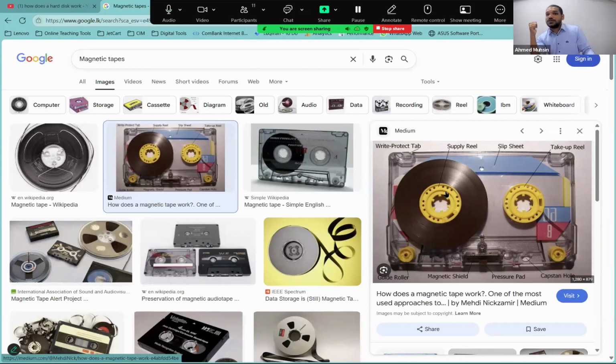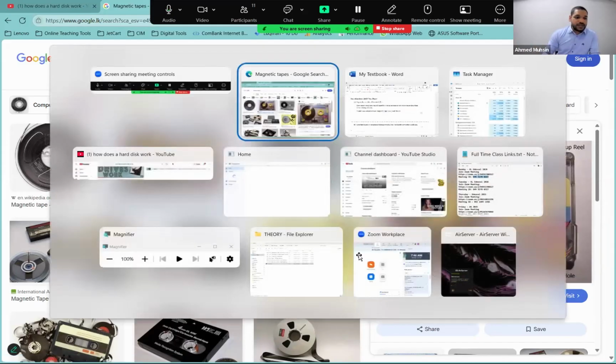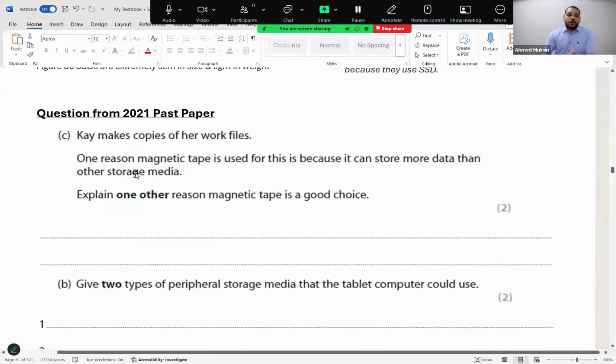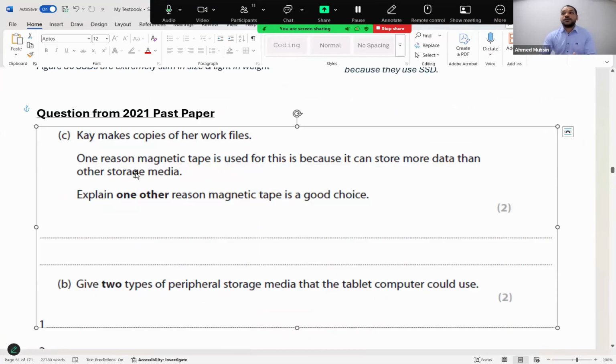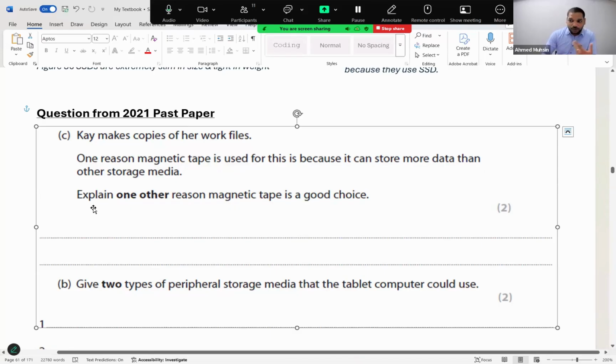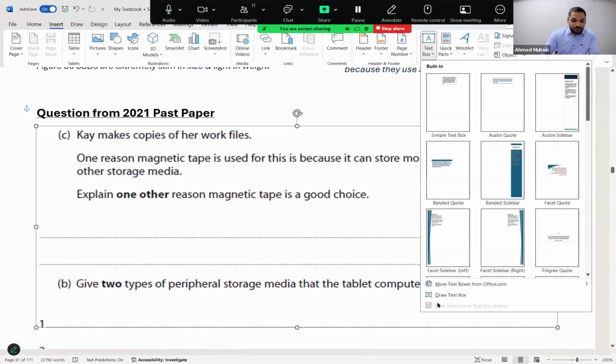So do you think people are patient enough to use this in today's world? No way. We are not that patient. We want things immediately. Right. Now, guys, can you come and answer this with me? One reason magnetic tape is used for this is because it can store more data than other storage media. Explain one other reason magnetic tape is a good choice. It's extremely affordable, it's cheap. If you say cheap, you have to go on to explain it. So you can say the cost per GB.